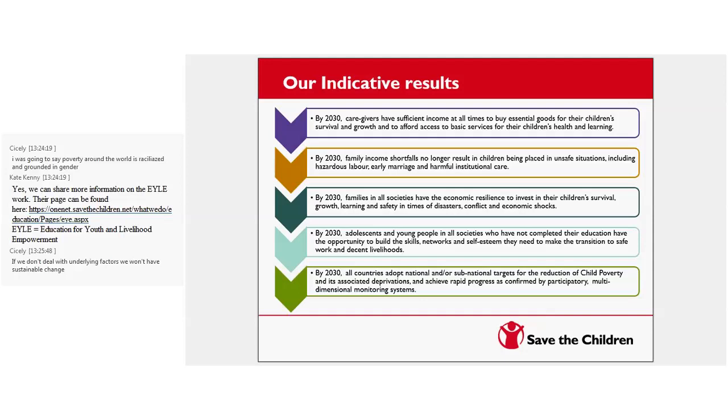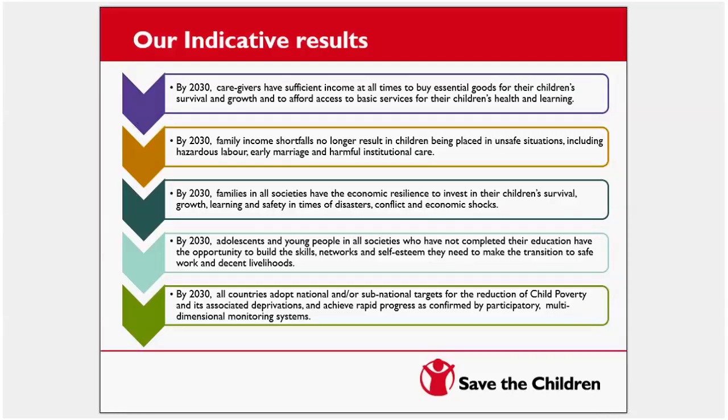Cicely from Canada has contributed by saying poverty around the world is racialized and grounded in gender. I think we support that point. And if we don't deal with underlying factors, we won't have sustainable change. Absolutely. And this is, again, key to the advocacy, which is really looking at the sustainable response to the challenges faced by these communities. Right. In terms of the advocacy components, what plan does the new GI have to conduct advocacy work?